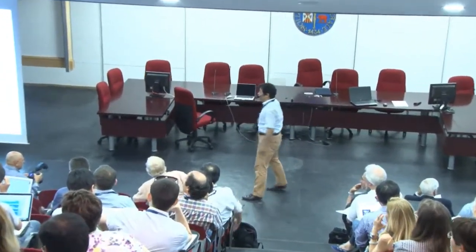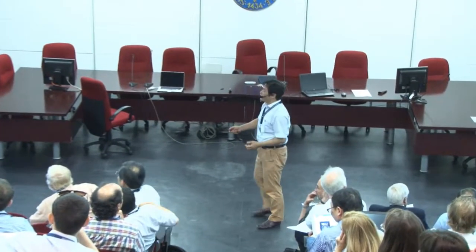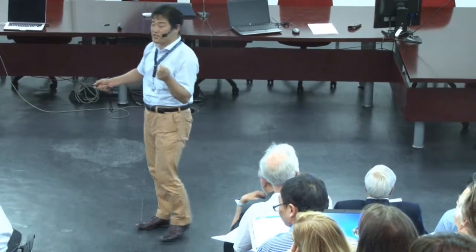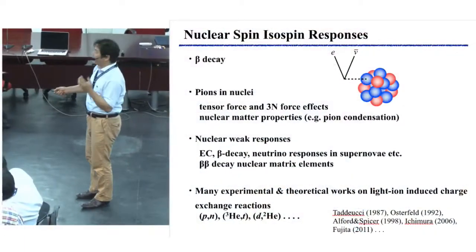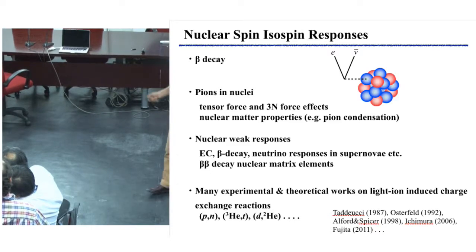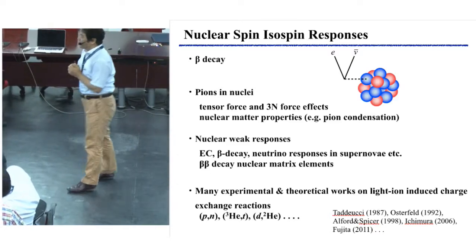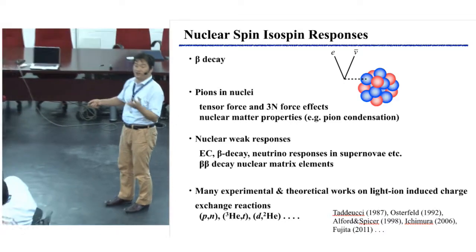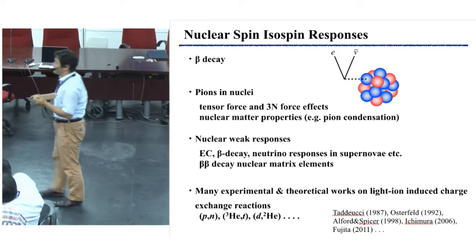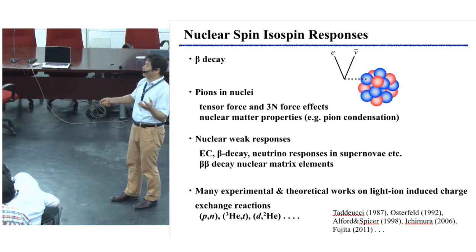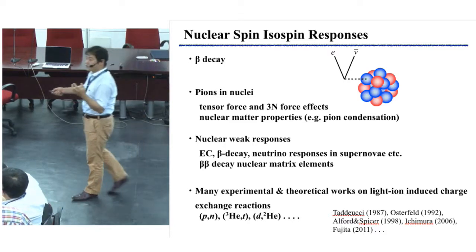Nuclear spin and spin response has its origin in the study of beta decay. Beta decay is always accompanied by a change of isospin, and the weak boson couples to the nuclear spin very strongly. Because of this, beta decay tells us much about nuclear spin and spin responses. Later on, people realized that nuclear spin and spin responses have much to do with the pion in nuclei. In nuclear structure terminology, we can learn much about the tensor force effect and the three-nucleon force effect, because those interactions are mediated by the pion.